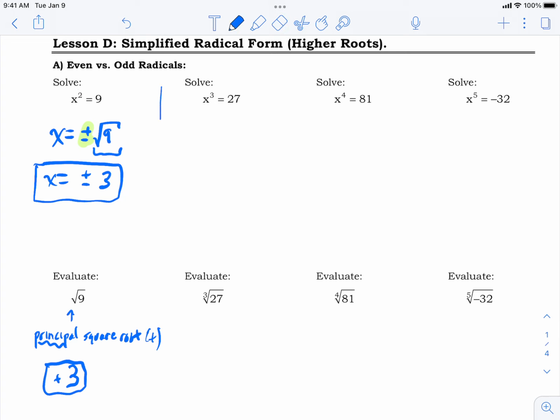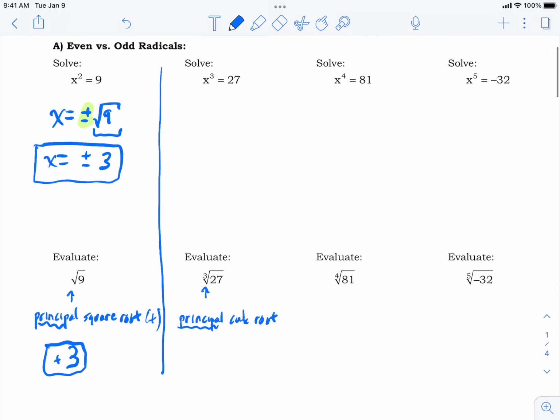Okay, so that's kind of old. Now this is kind of new, this cube root thing. So this symbol here means, guess what? The principal cube root. Now, I'm not going to say that the principal cube root is always positive, because it isn't always positive. First of all, what is the cube root of 27? Think to yourself, what times itself, again, is going to give you 27?